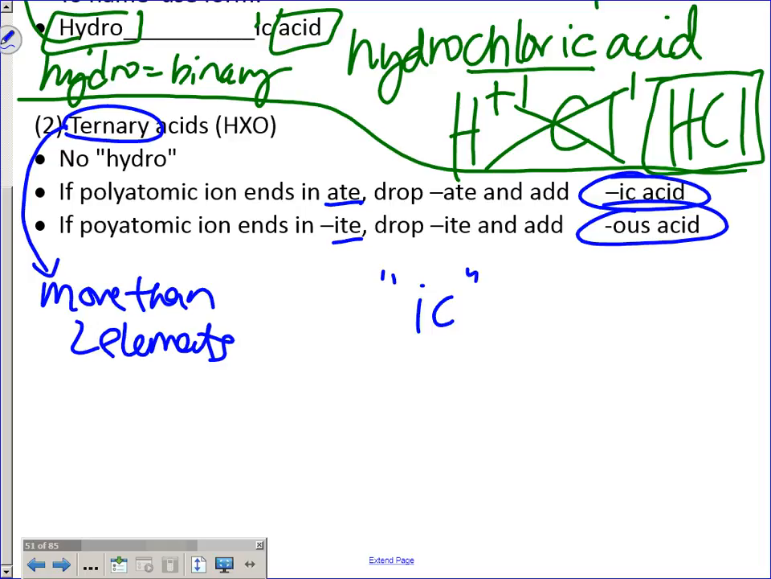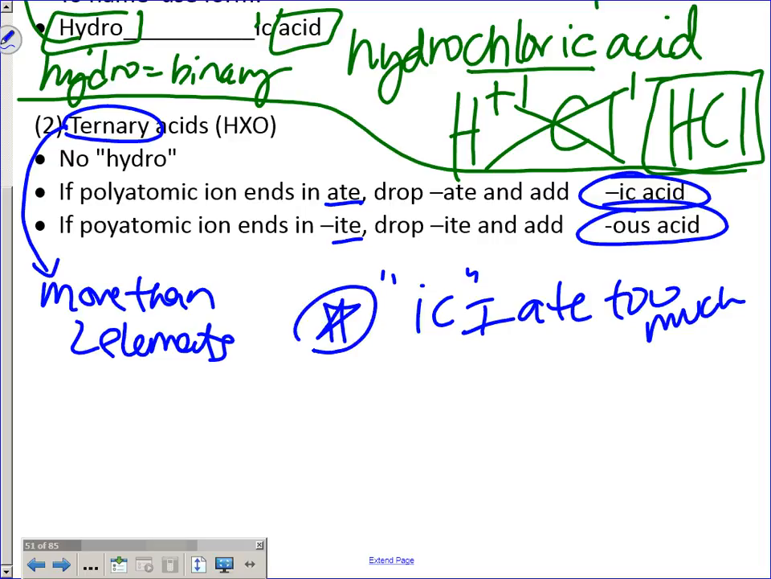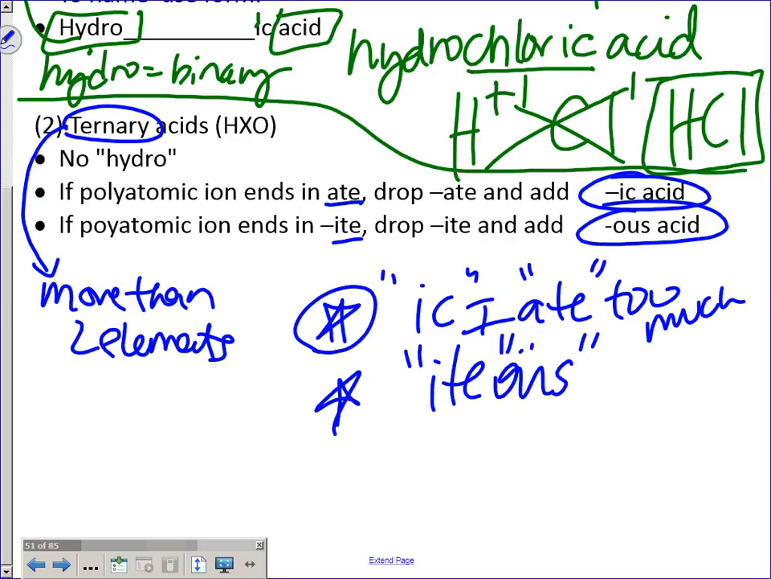Ic, I ate too much. Ic and ate go together. Ic, I ate too much. Okay, deal with me. This is how I remember things. I have to come up with the stupidest way possible. Okay, and then I have tendinitis. Itis and ite go together, and ic, I ate too much go together. If you can come up with something better than that, you let me know. But right now, that's how I'm going to keep referring to help you remember the name change at the end.